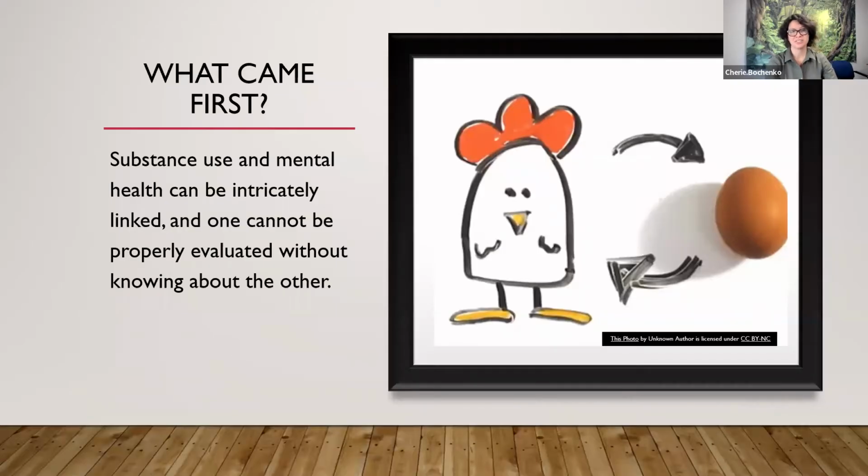So what came first? Really hard to know. Substance use and mental health are really closely tied, and one really can't be evaluated without knowing about the other. Specific drugs can masquerade as a variety of mental health conditions, but many mental health conditions can also be triggered or exacerbated by substances. Patient education is very important here. Patients might not be forthcoming about substance use or maybe downplay the use.